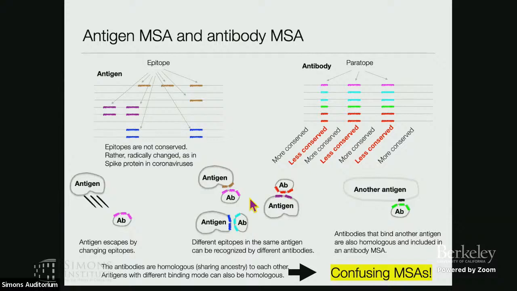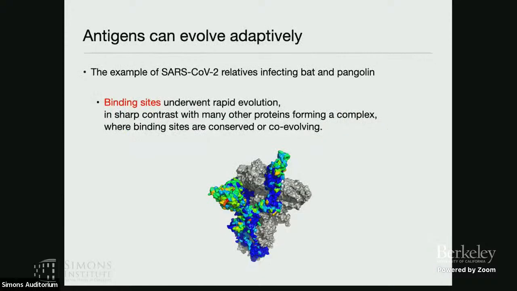These antibodies are all homologous, nevertheless. Antigens are also homologous, even though they have different or no epitopes. So MSAs of homologs are calculated and used for prediction. But such MSA are confusing in terms of information on interactions. The MSAs can be mixture of antibodies that bind different antigens and mixture of antigens with different or no epitopes. A typical case was spike protein in non-human host, infecting non-human hosts.